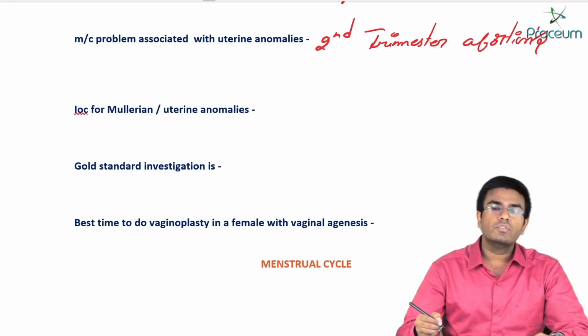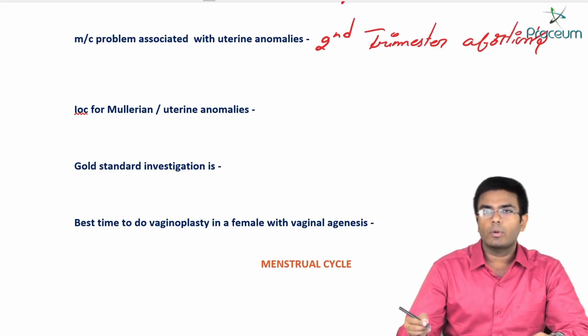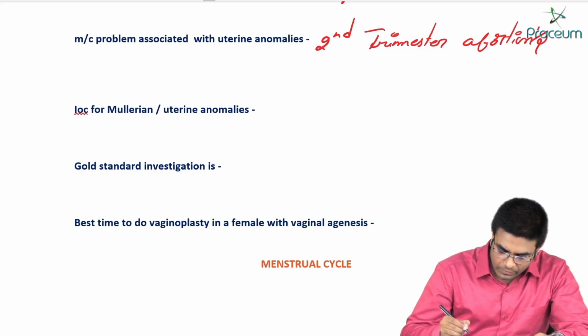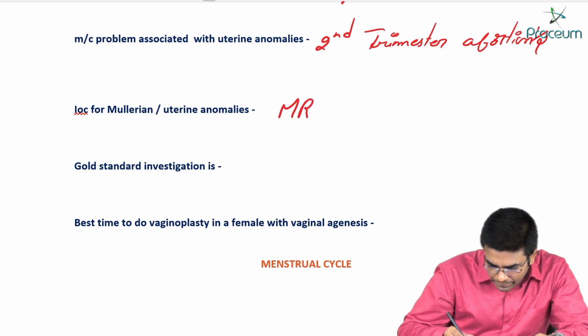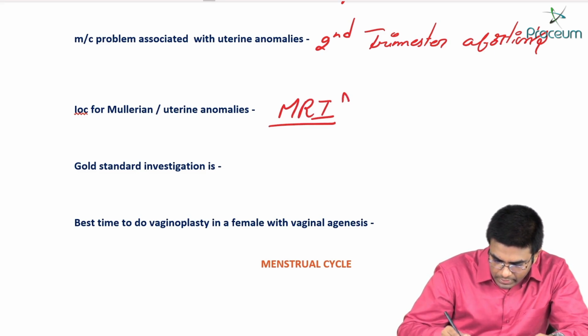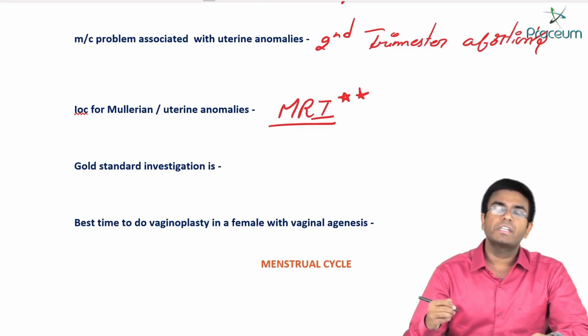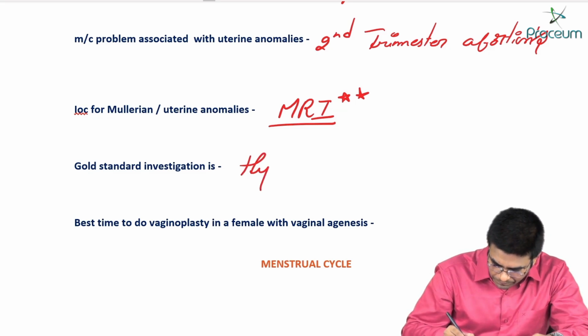So, investigation of choice in Müllerian abnormalities or uterine abnormalities. Investigation of choice for uterine anomalies is MRI. So the best will be MRI. But the gold standard investigation is hysteroscopy.